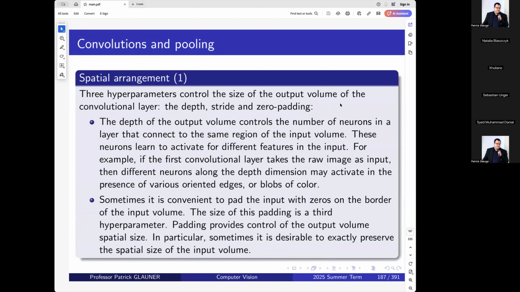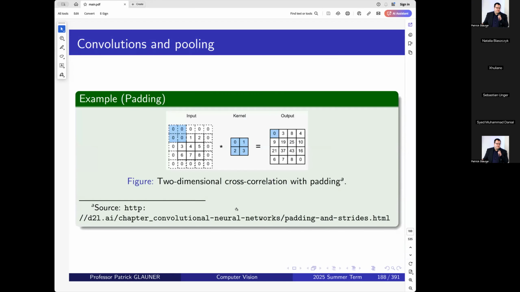There's a lot of text here about the spatial arrangement. And again, the text here is for your revision or for further reading, if you wish. I will just show you the essence. Before, I had said we have a kernel, and the kernel can be parameterized, can have a certain size, can be 2 times 2, can be 3 times 3, whatever.